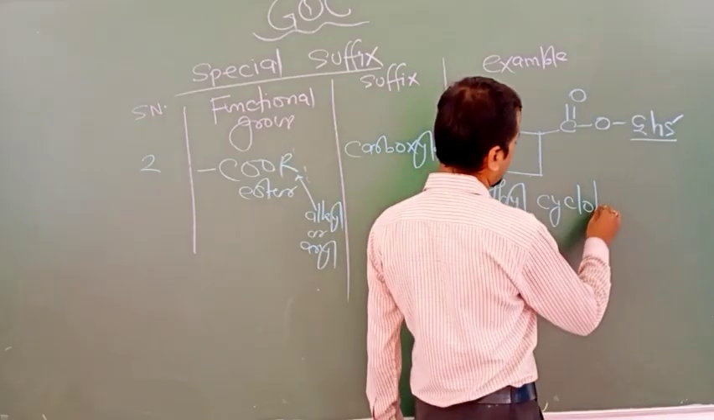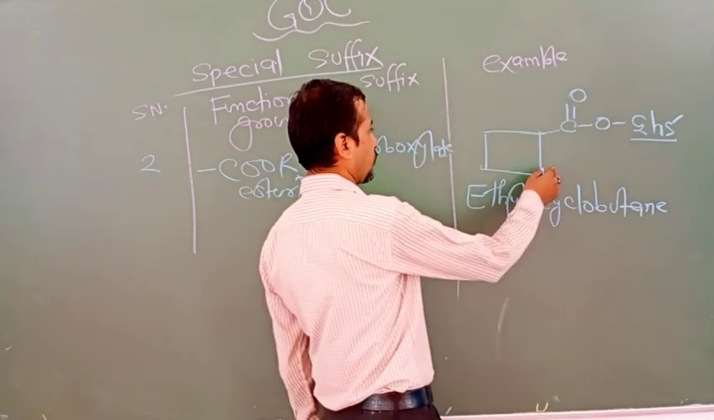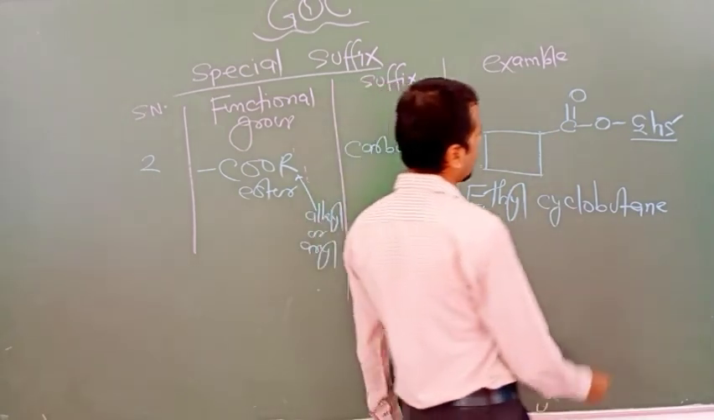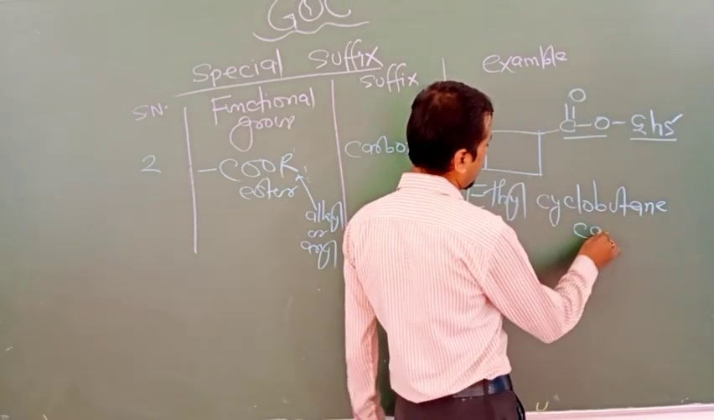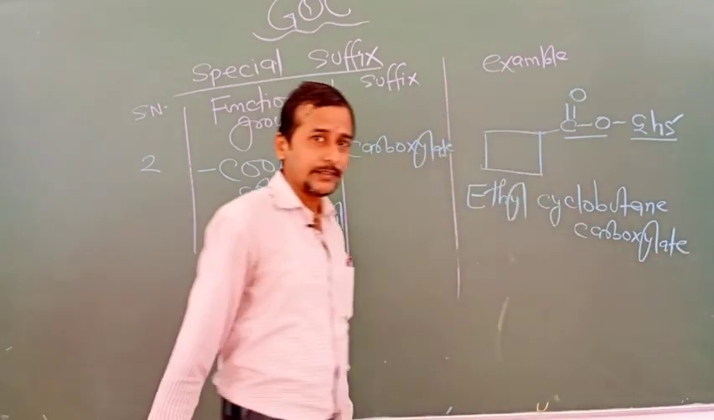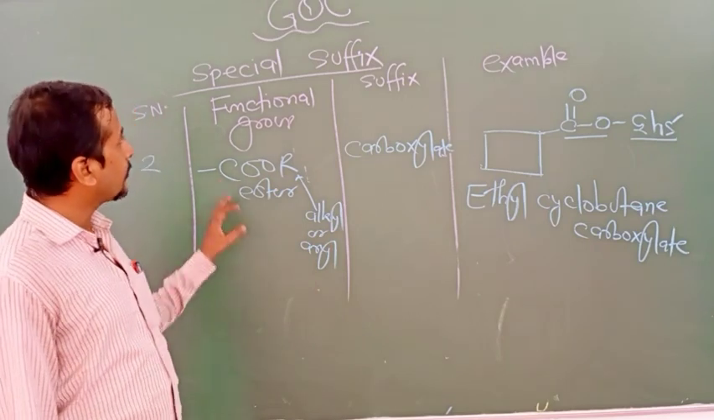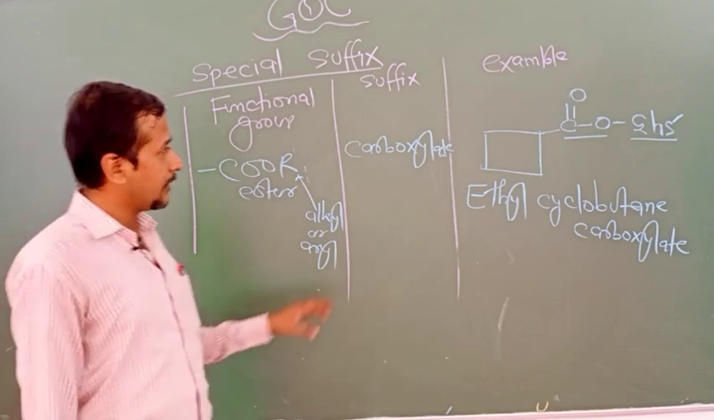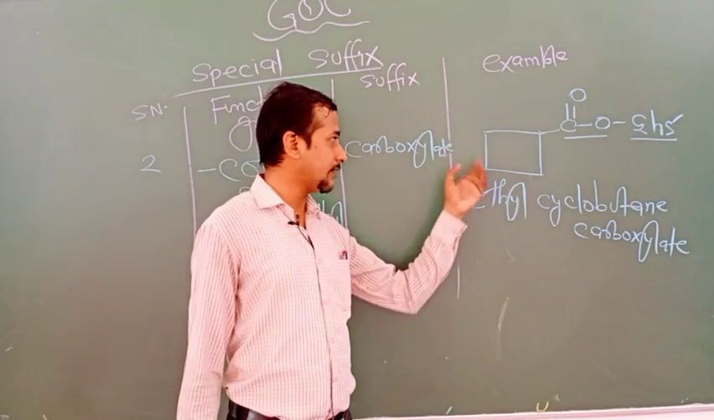Four carbon. So for 4 carbon, you have to write butane, because the carbons contain single bonds. Now for this, you have to add the suffix carboxylate. So by this way, you can write the name of this ester group, which is given the special suffix in case of this type of functional group attached with a ring.